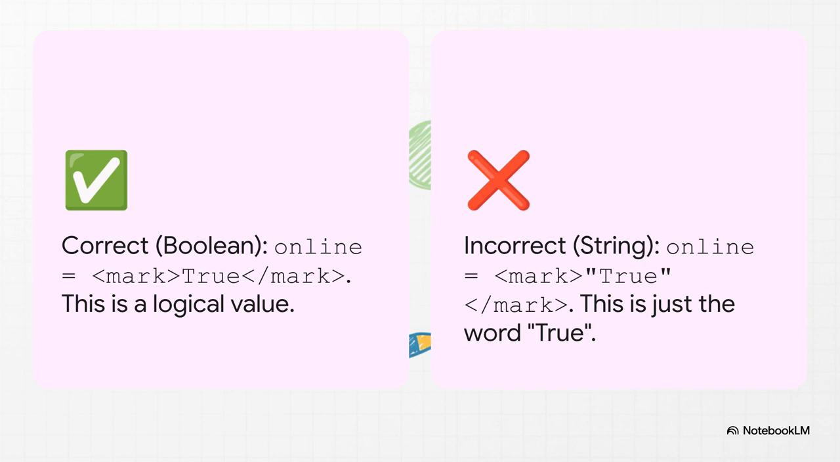Now pay attention to this slide because this is a huge mistake that beginners make all the time. If you put true or false inside quotes, like on the right side there, it's not a Boolean anymore. It's just a string, the literal word true. A real Boolean value on the left has no quotes and it has a capital T or a capital F. That tiny detail makes a massive difference.